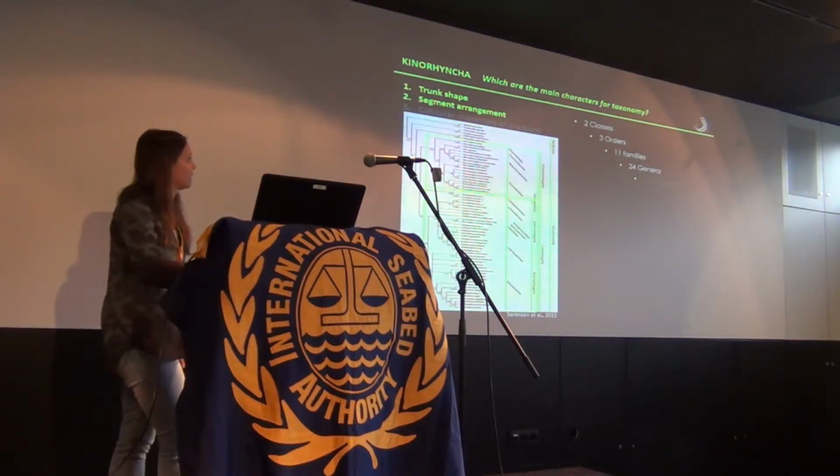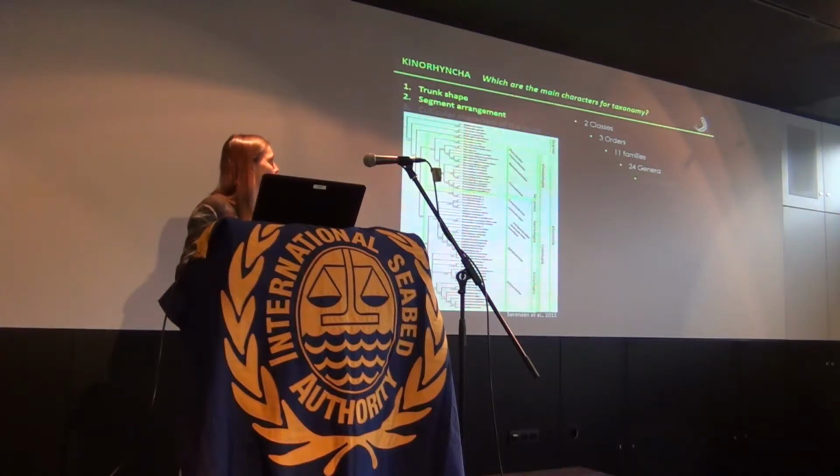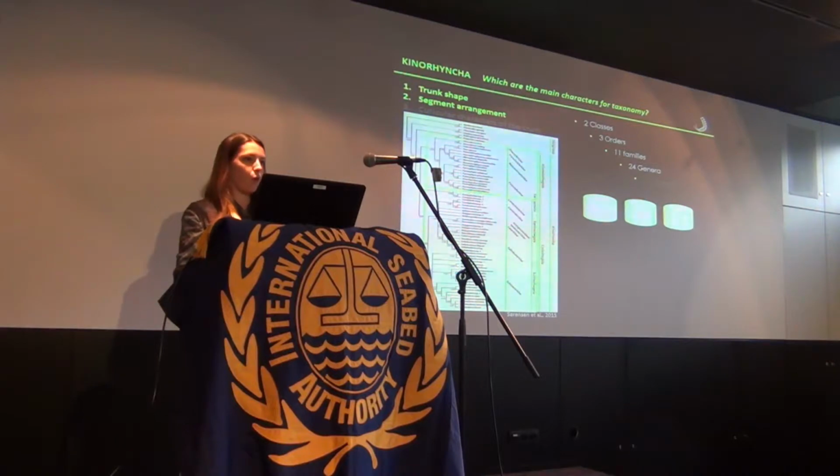The second point, the segment arrangement. So it's going to be useful to discriminate until the genus level. The segment may be arranged as a closed ring or be divided into plates, the dorsal one named the tergal plate and the ventral one the sternal plate. And this ventral plate may be undivided or may be divided into 2 plates.